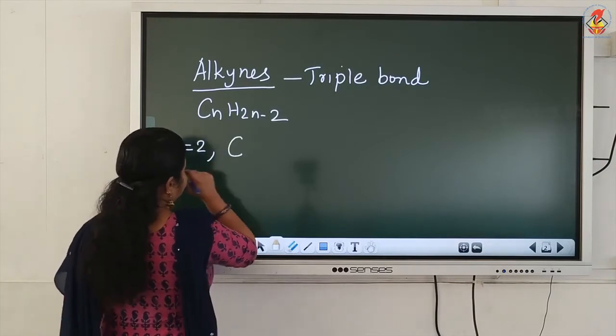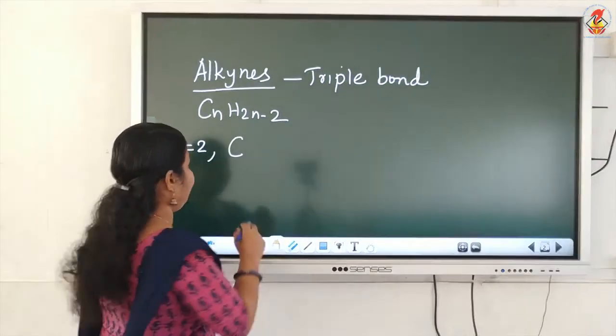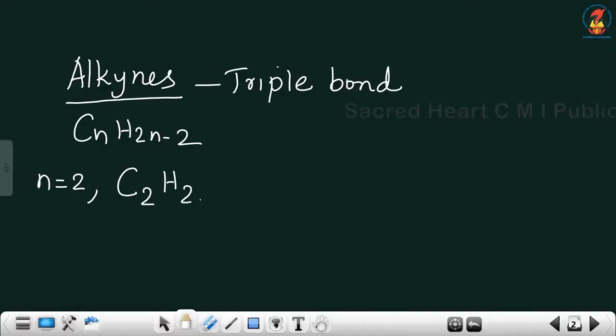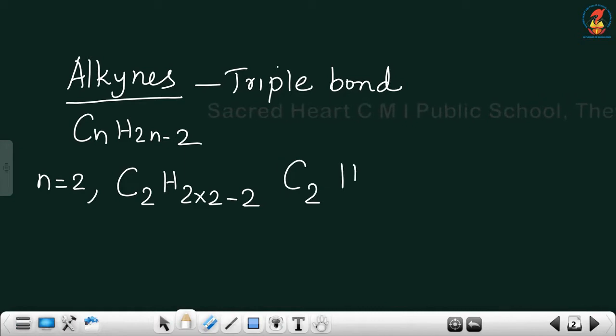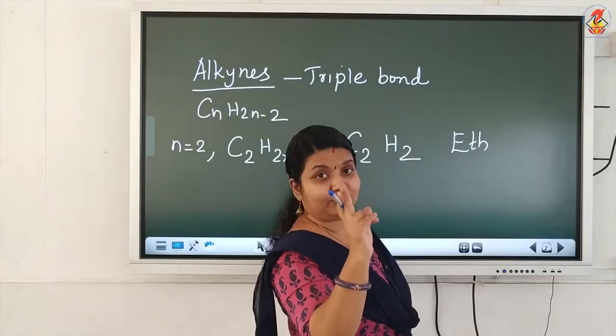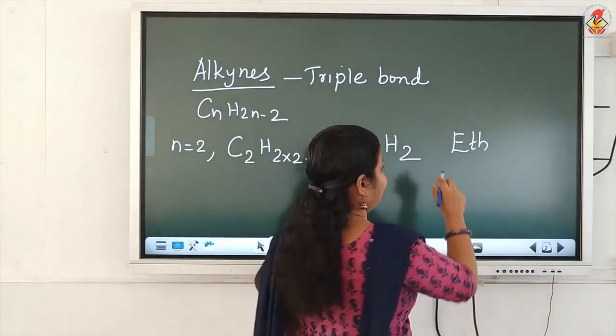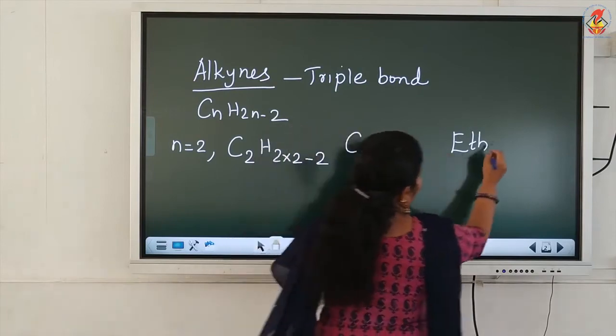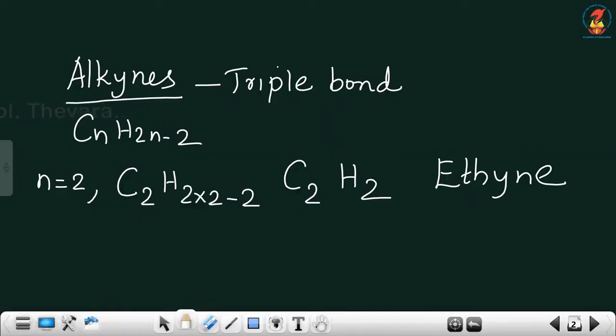Let us substitute n is equal to 2 in the general formula, C2 H 2 into 2 minus 2. So, what is it? C2H2, H 4 minus 2, that is 2. So, as in the case of alkenes, n is equal to 2, it is eth, and since it is alkyne, YNE, we write here ethyne. So, the name is ethyne.